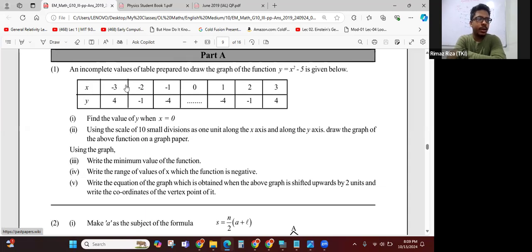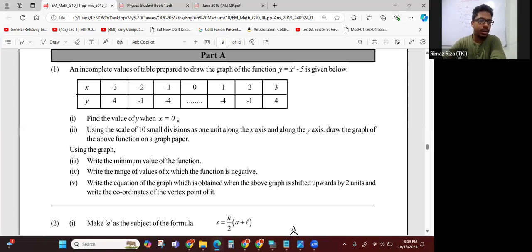So here the x values, x equals -2, -3 to +3, the range is given, and the corresponding values of y's are given, except for 0. So in the first question, find the value of y when x equals 0. So how do we find that? Now we have this function, the equation, right? So the function y equals x squared minus 5.